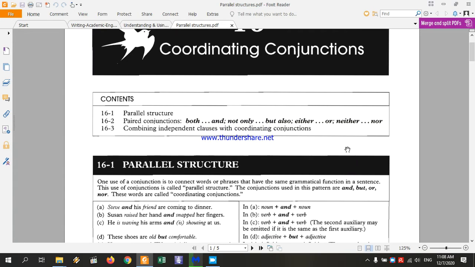In each English sentence, we need to pay close attention to a principle called the parallel structure. Each structure in the English sentence must be parallel. So let's get to know what's meant by a parallel structure.